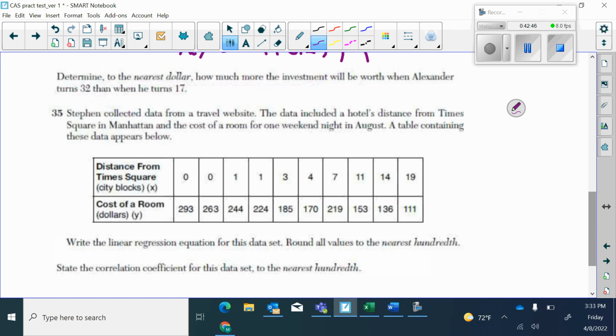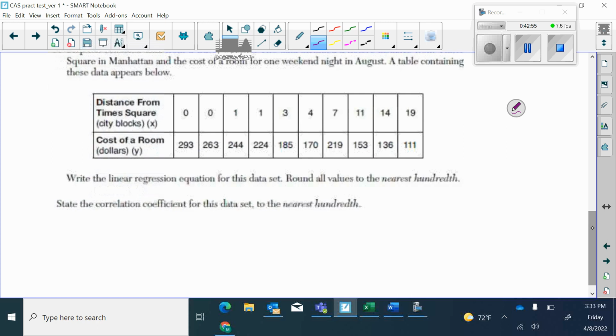Stephen collected data here. Data includes a hotel's distance from Times Square, Manhattan, and the cost of the room one weekend in August. A table containing these data appears below. Distance from Times Square and the cost of the room. Obviously, when it's right at Times Square, it's real expensive. As you get further away, it gets cheaper. Write a linear regression equation. This is plugging into your calculator.